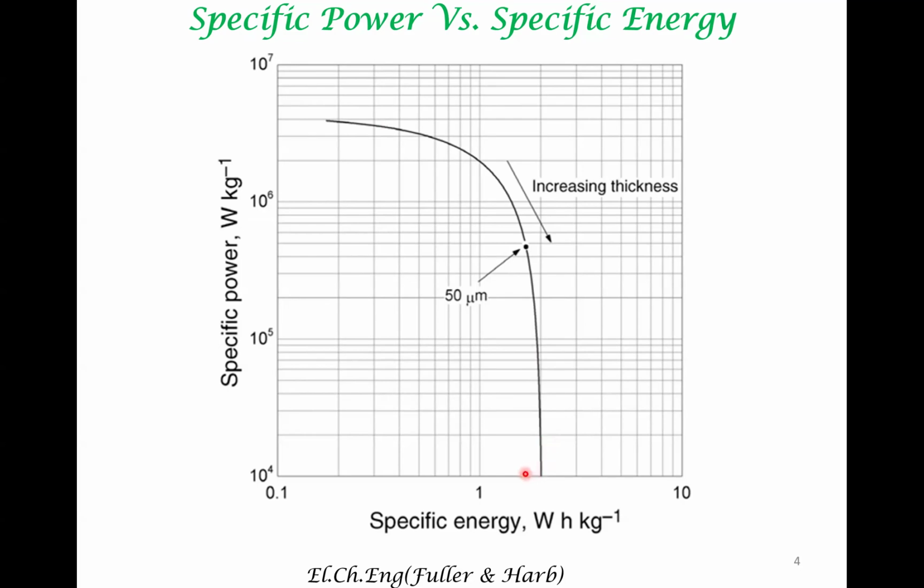If you want to increase the specific energy, let's say by this amount, in this region especially, you are losing the specific power by a considerable amount. So let's say you move from this point to this point, there is some gain in specific energy, but corresponding to that gain, the amount of specific power that is lost is fairly significant. So it is not advantageous to stay in this region or stay in this region.